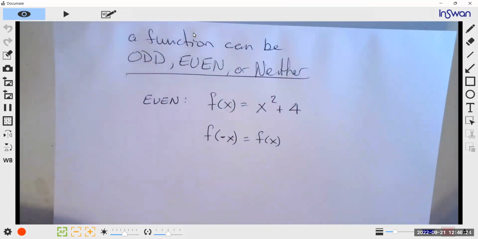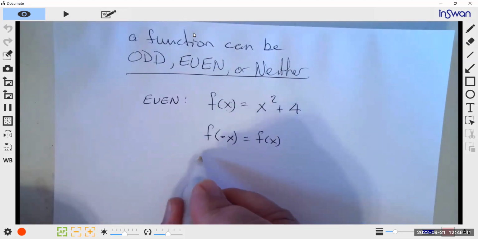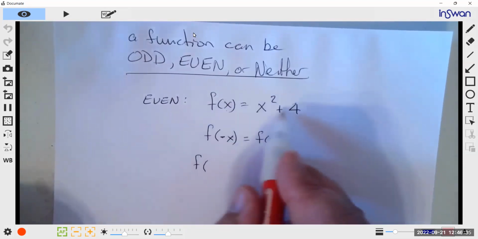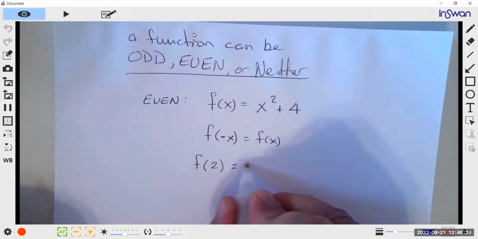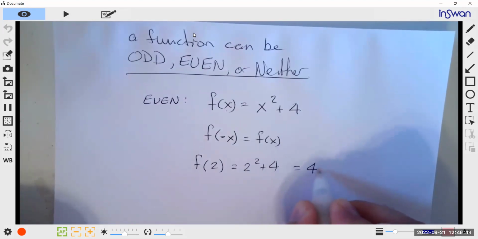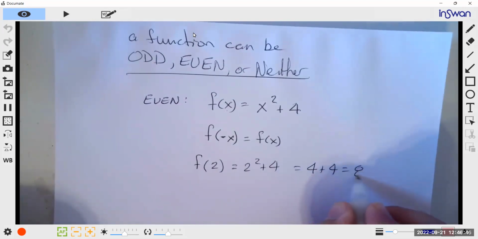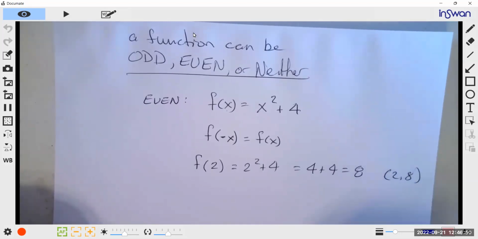For example, x squared plus 4. The way you test to see if it's an even function, we have this function. Let's put a value in there. So 2 squared plus 4, 4 plus 4 equals 8. So when x is 2, y is 8.